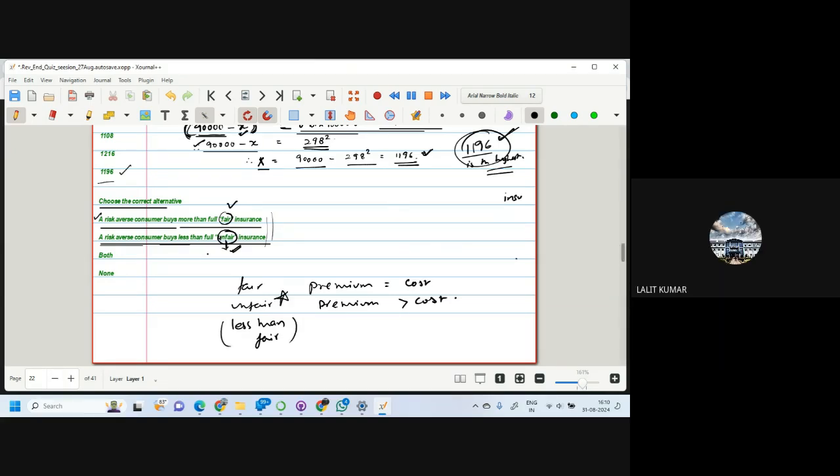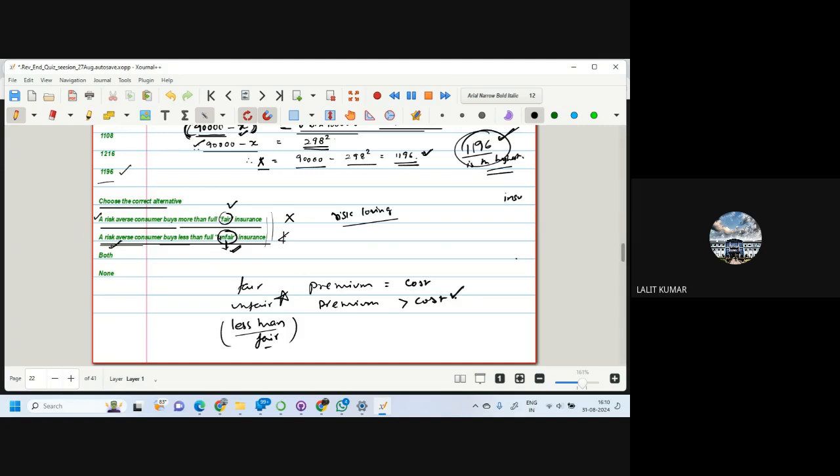A risk-averse consumer buys more than full fair insurance? He will not do that. A risk-averse consumer buys less than full unfair insurance? So less than fair, okay, he will purchase. So we just went by the logic of how a risk-averse person behaves, whereas if he is risk-loving, he might go for a premium more than the cost also.